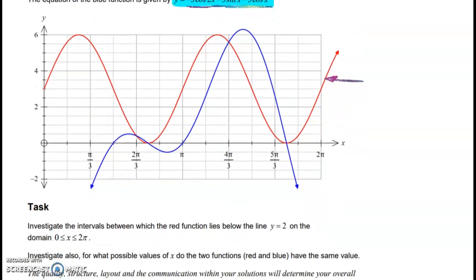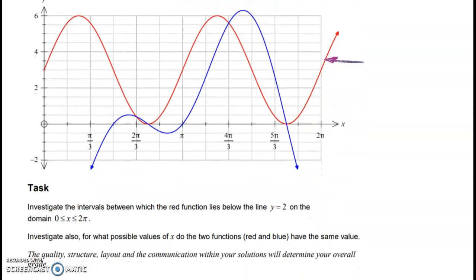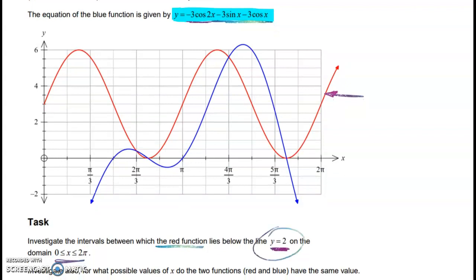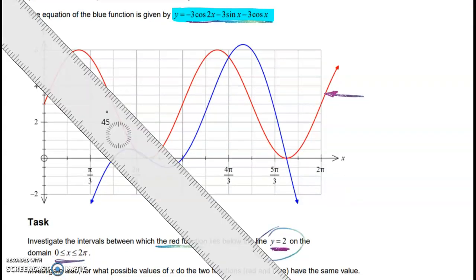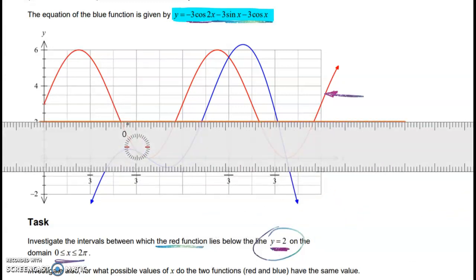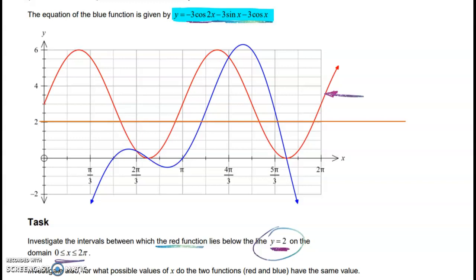And you'd be right. Okay, so we have to investigate the intervals between which the red function lies below the line y equals 2 on this domain. And then we also have to investigate for what possible values of x do the two functions, red and blue, have the same value. So let's just put in the line y equals 2 and see what we're trying to do with that first part of the question. Okay, so we are looking for the intervals between which the red function lies below the line y equals 2.